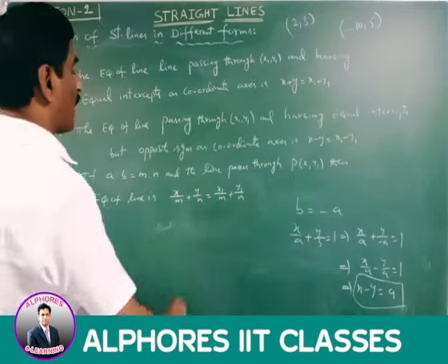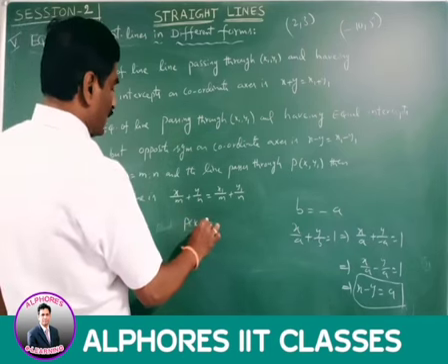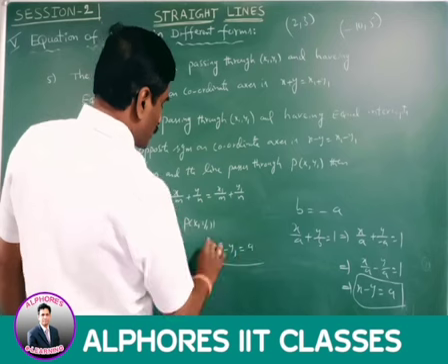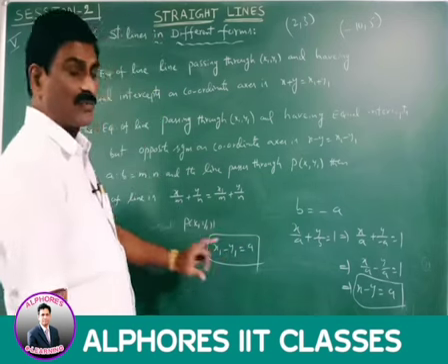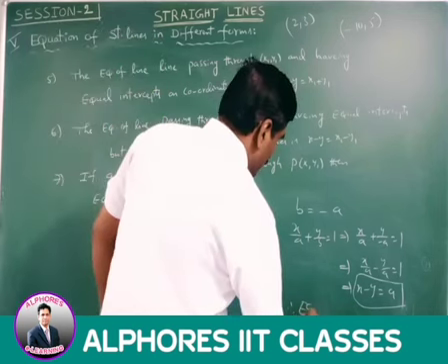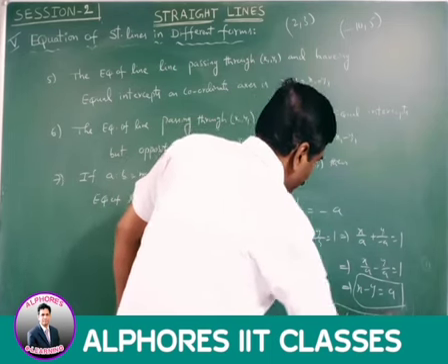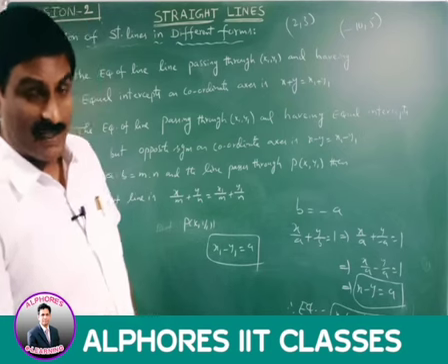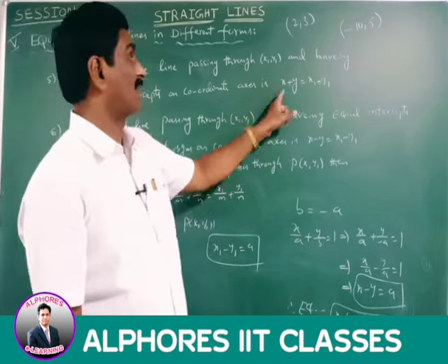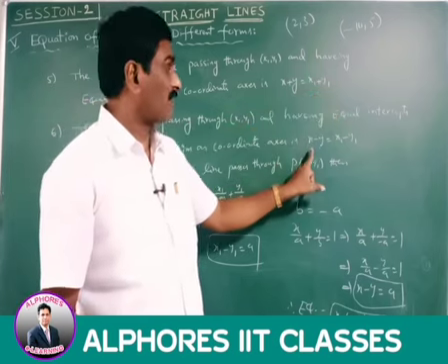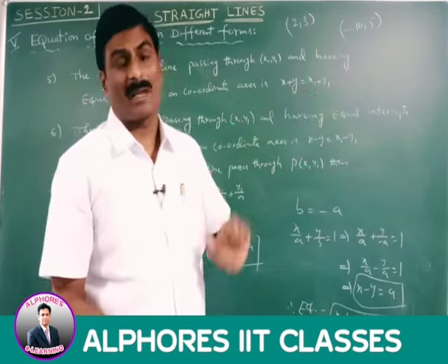But the line passes through the point P (x1, y1). Substituting this point, we get x1 minus y1 is equal to a. So, what is the value of a? x1 minus y1. Therefore, the equation of the line is x minus y is equal to x1 minus y1. If the line makes equal intercepts on the coordinate axes, the equation is x plus y is equal to x1 plus y1. If the line makes equal intercepts but opposite sign, then the equation of the line is x minus y is equal to x1 minus y1.